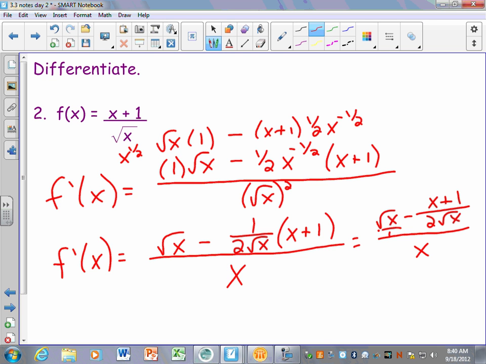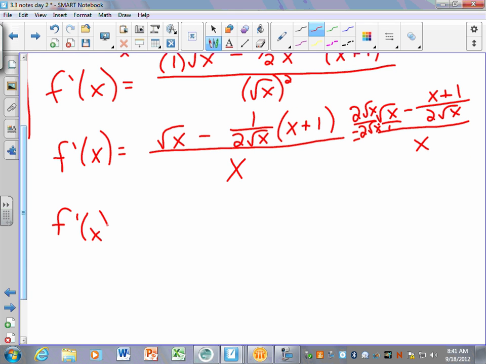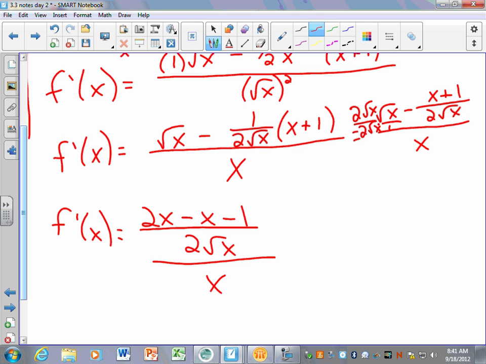We could distribute, but then we're just going to have double terms here. You're not going to get the wrong answer if you distribute, but you can just multiply top times top, bottom times bottom. Yeah, so if we take 2 square root of x on the top and the bottom here, you're right, Sarah. Square root of x times the square root of x is just x. Make this go up a little bit. So on the top, I have 2x minus x minus 1, distributing my negative, all over 2 square root of x, all over x.